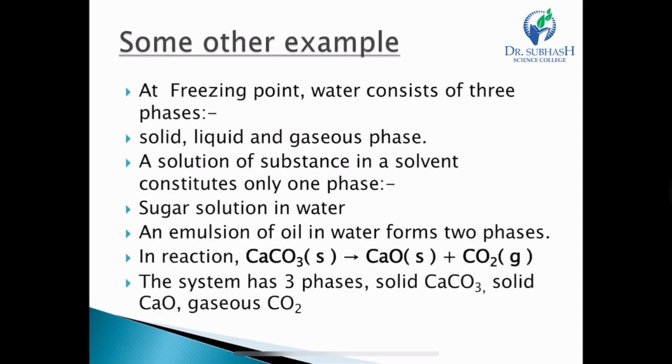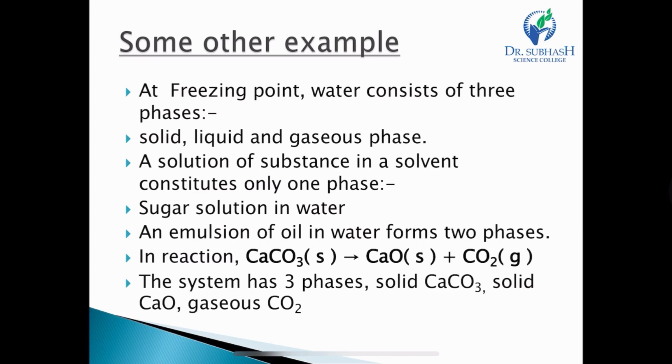So some other examples I will give you. At the freezing point, water consists of three phases: solid, liquid and gaseous. એટલે કે વોટર આપણને ત્રણ સ્વરૂપમાં જોવા મળે. સોલિડ એટલે કે આઈસ, લિક્વિડ એટલે કે વોટર and gaseous એટલે કે water vapor, right? તો તે કેટલા phase જોવા મળશે? Three phases, right?